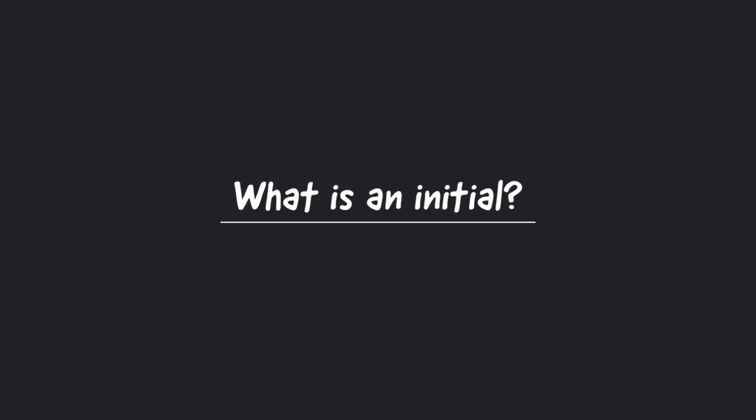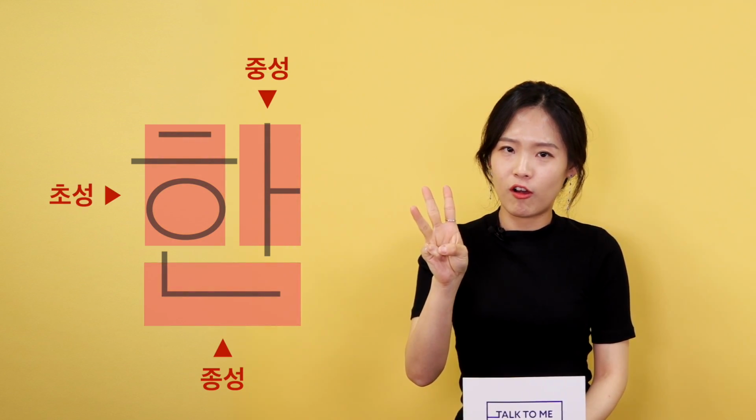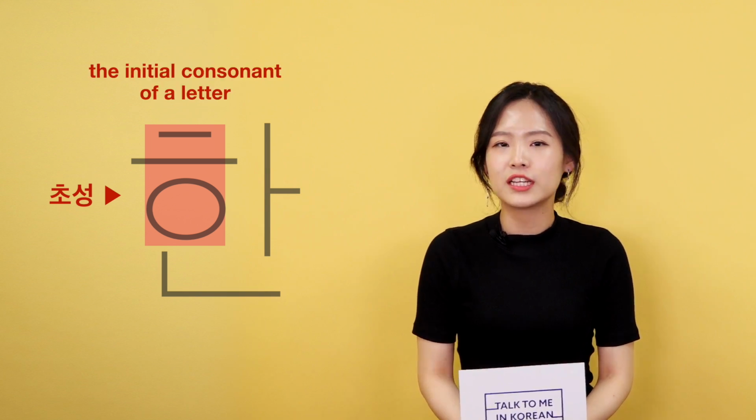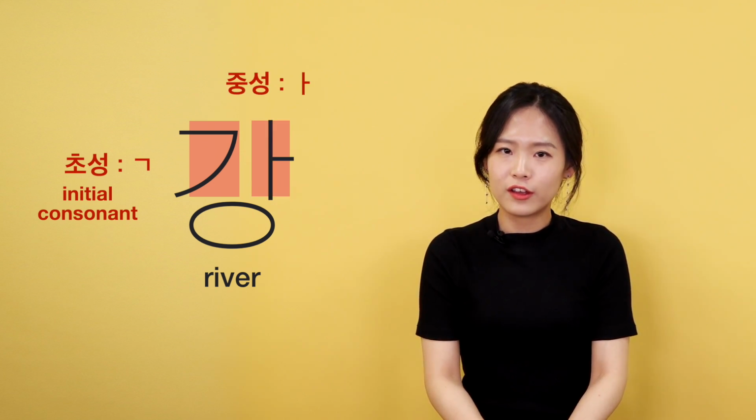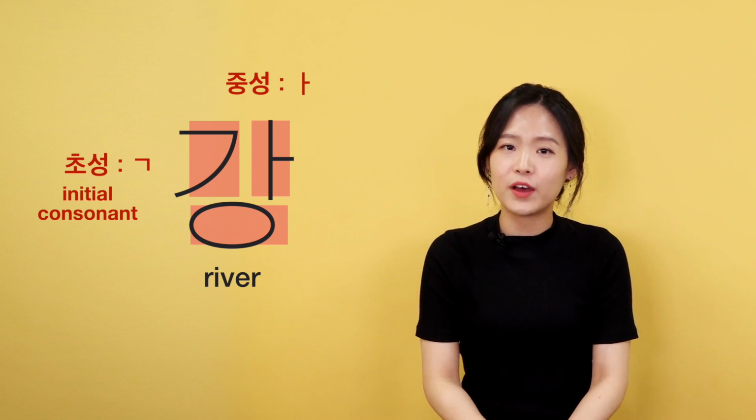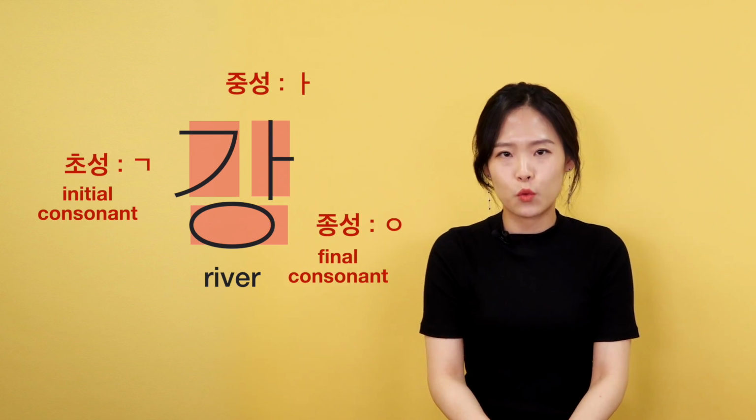First and foremost, a Korean letter consists of three parts: cho-seong, jung-seong, and jong-seong. And cho-seong refers to the initial consonant of a letter. Let's take an example. Here is the word gang, which means river. The initial consonant of gang is ki-yeok, and the vowel a is its jung-seong, and ieung, which is the final consonant, is its jong-seong, which is also known as batchim.